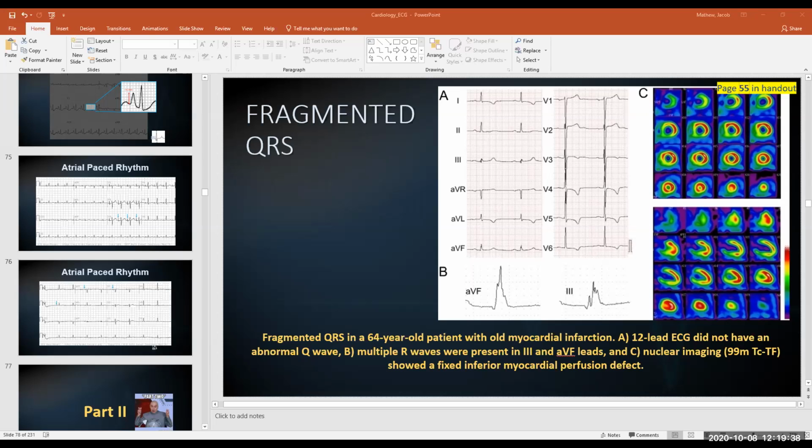So that is what appears to be an S instead. But in this patient, the 12 lead didn't have any abnormal Q waves. Multiple R waves were present, 3 in AVF. And when they did the nuclear image, they showed a fixed myocardial perfusion defect. So again, this can be suggestive not of active disease or something that's clinically significant, but it could be suggestive of a patient that potentially already has disease there that warrants intervention.